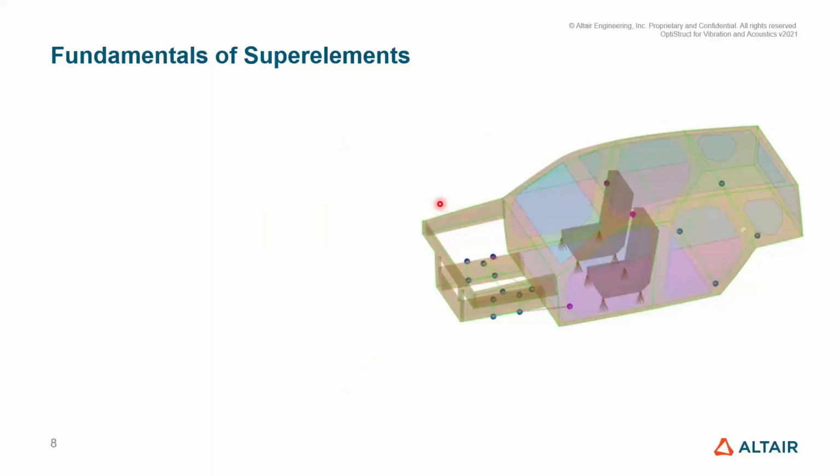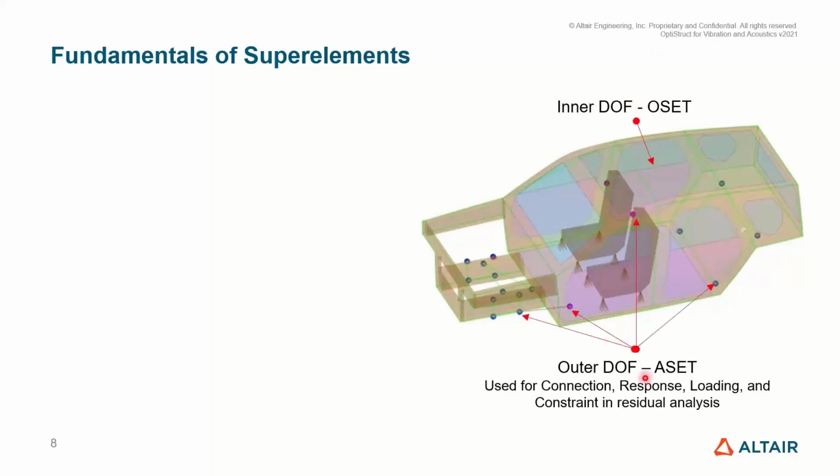All right, now let's move on to the theory part. Here, for this trim body, we need to define inner degrees of freedom and outer degrees of freedom. For this inner part, we want to condense out or omit. For outer degrees of freedom, these nodes we want to keep because we want to use them for connection, response definition, loading and constraint definition in the subsequent residual analysis.